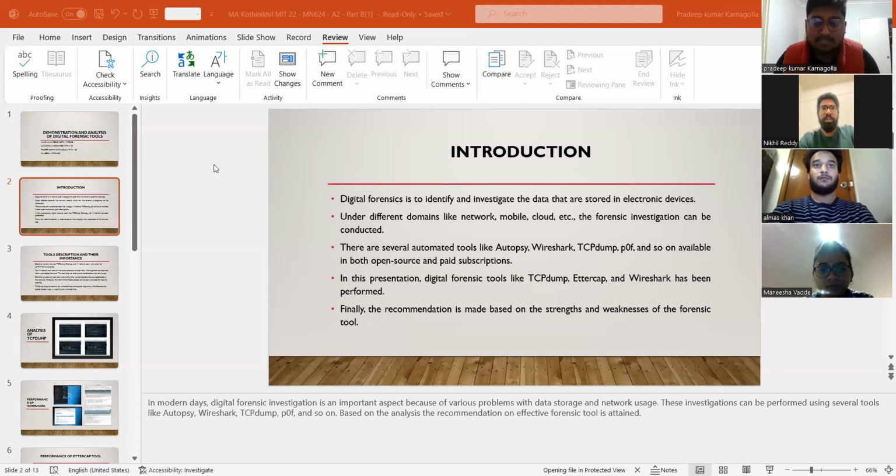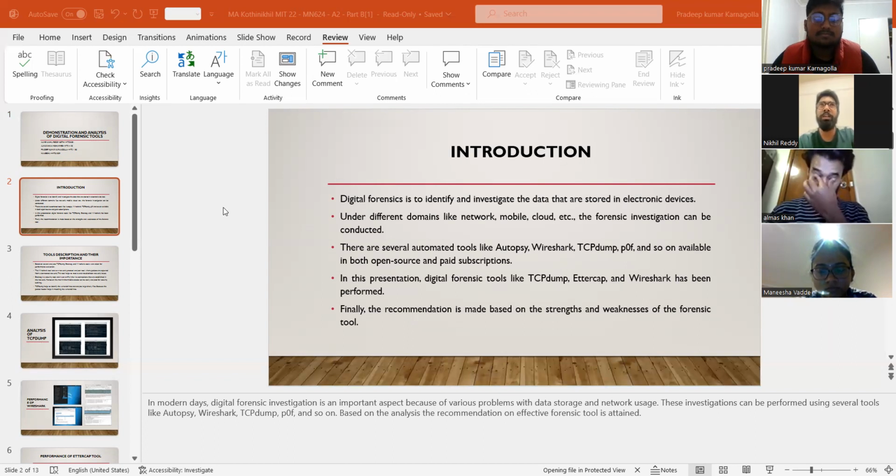I'm going to explain the introduction of the assignment. Our assignment is all about digital forensics tools, which are used to identify and investigate the data stored in electronic devices. If any crime or anything else happens, for the investigation we use digital forensic tools. We have a lot of domains in this digital forensic investigation.